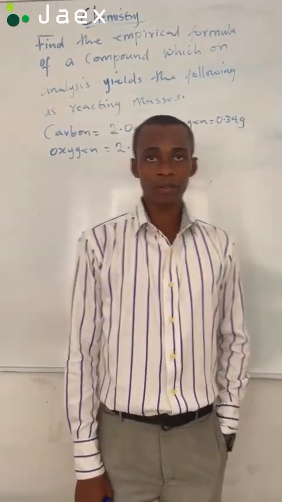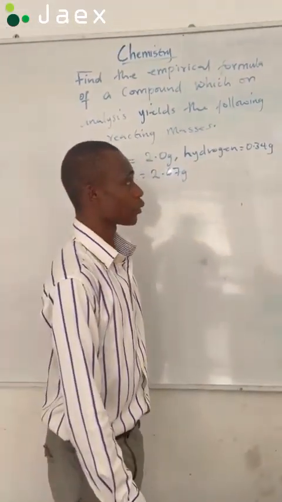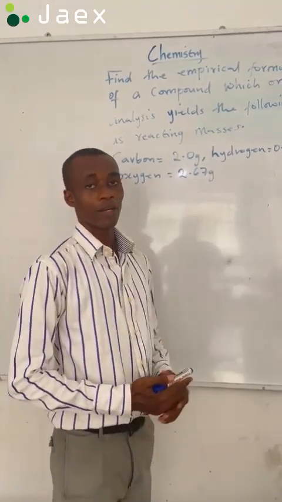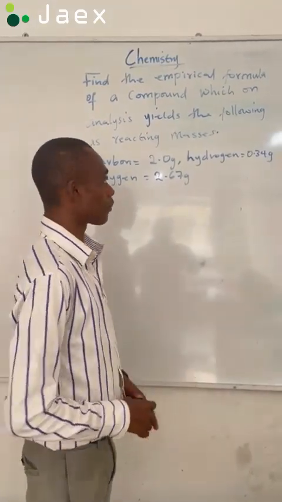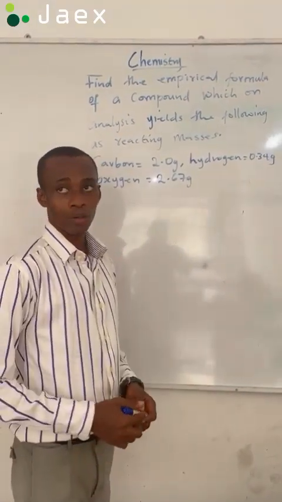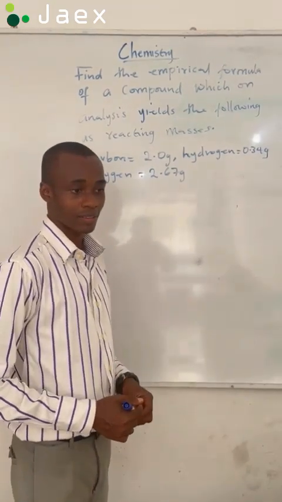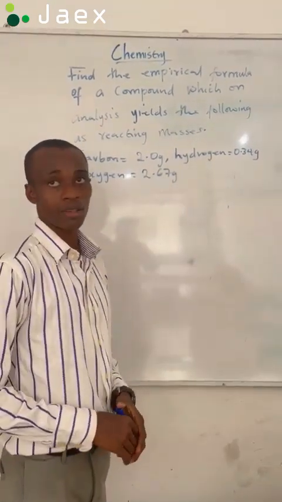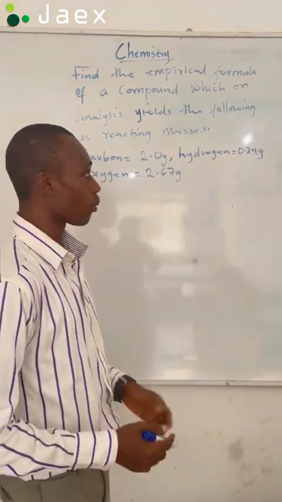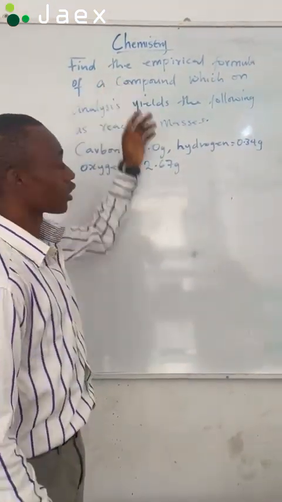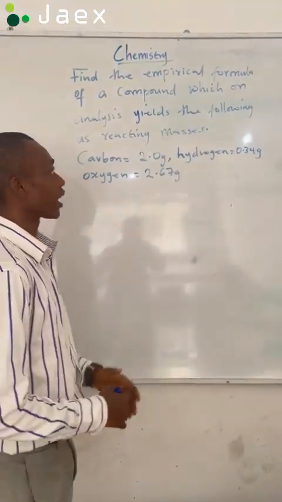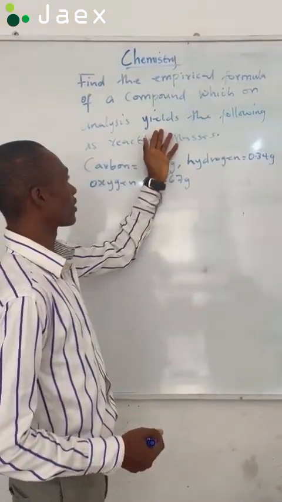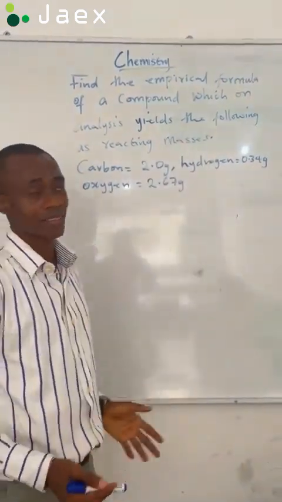Alright, welcome everyone. This afternoon we are going to be looking at how to determine the empirical formula of a given compound. Now, as we all know, empirical formula shows the simplest ratio of each of the various elements or atoms that form a particular compound. From the question given, we are being asked to find the empirical formula of a compound which on analysis lists the following as reacting masses.